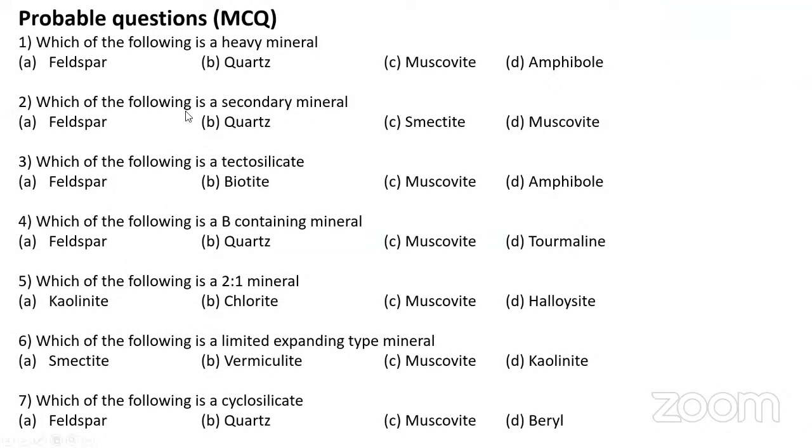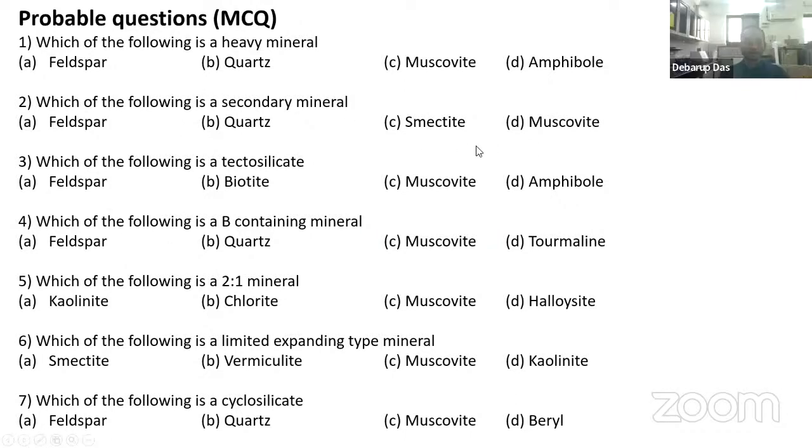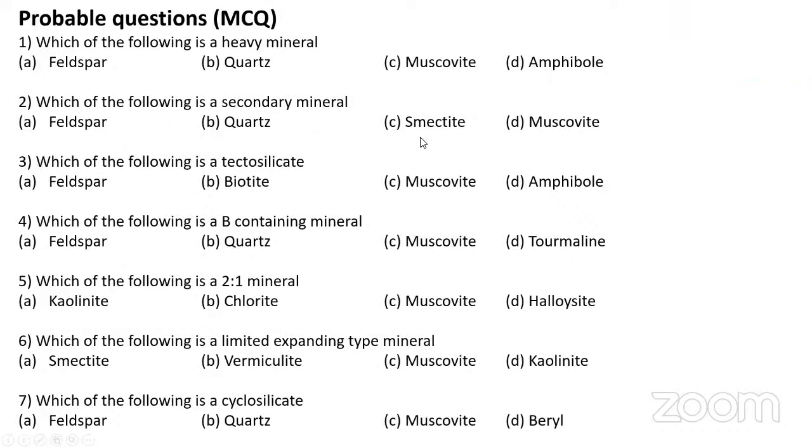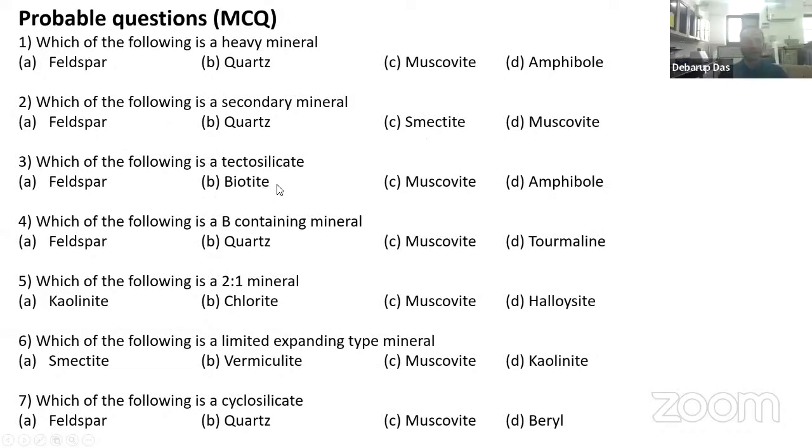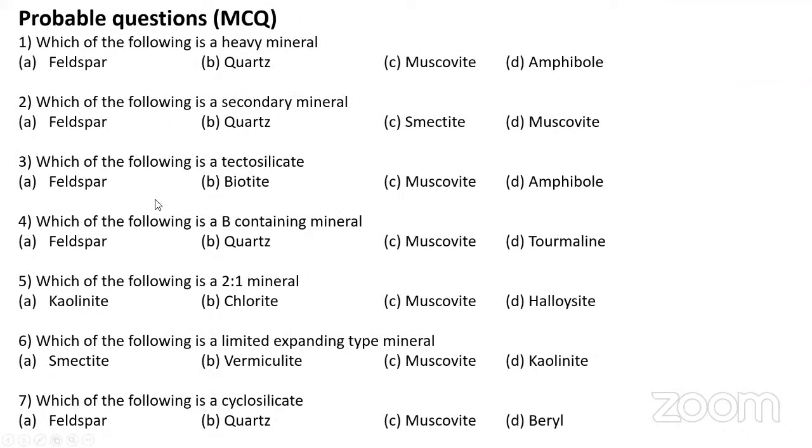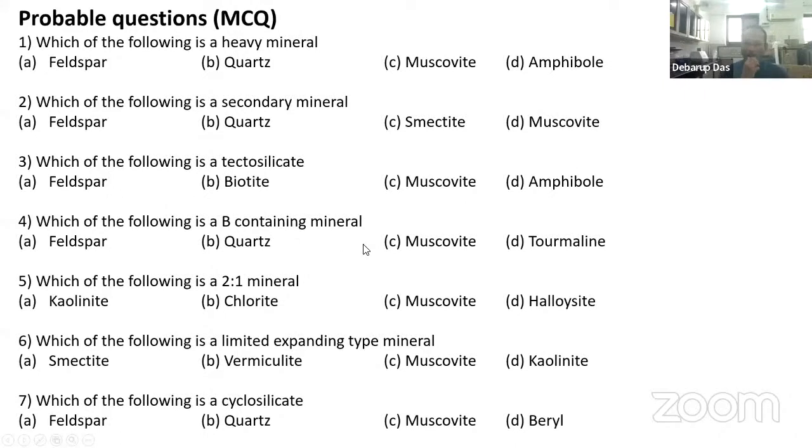Amphibole. Good. Which of the following is a secondary mineral? Smectite. Which of the following is a tectosilicate? Feldspar. Good. Which of the following is a boron containing mineral? Tourmaline. Good.